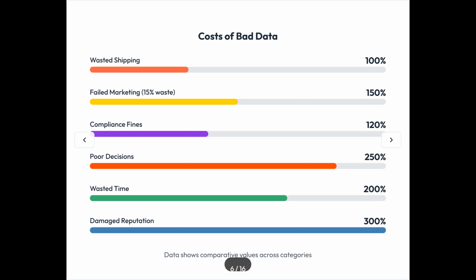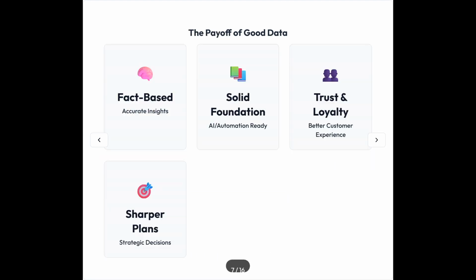Wasted time is another huge hidden cost. Teams spend days cleaning spreadsheets instead of analyzing data. And finally, damaged reputation. A customer getting duplicate mail, being called by the wrong name, or missing updates due to a misspelled email erodes trust and makes your company look bad. Now, let's shift to the payoff. What does good data do for you?